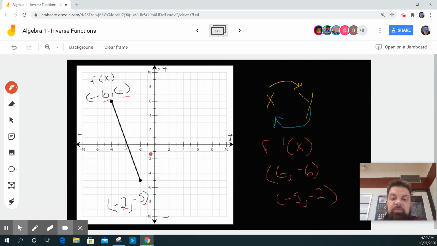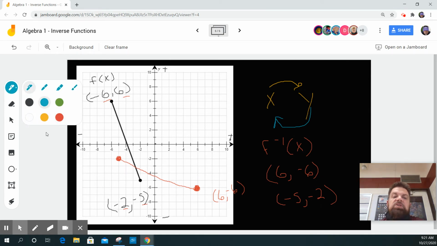Now, if I graph that, first point, I'm going to go 6 in the positive x direction, then go down 6 in the negative y direction. And that's my point 6, comma, negative 6. And then I'm going to go negative 5 in the x direction and then down 2 in the negative y direction. And then I'm going to draw a line between those. Now that is the inverse function line segment. But there's an interesting property between the function when you graph it and the inverse function.